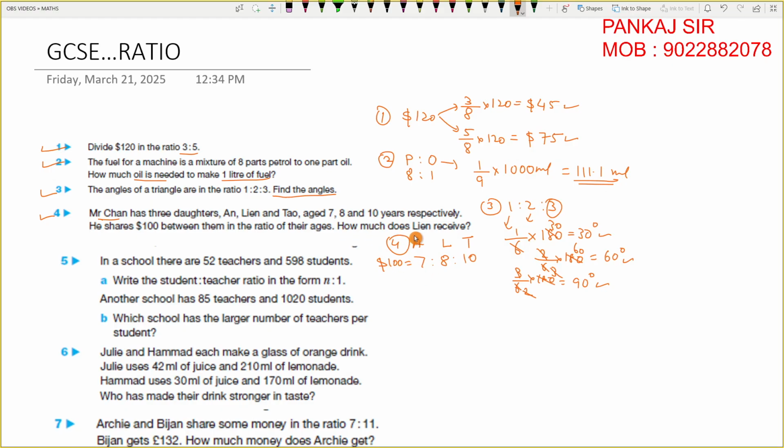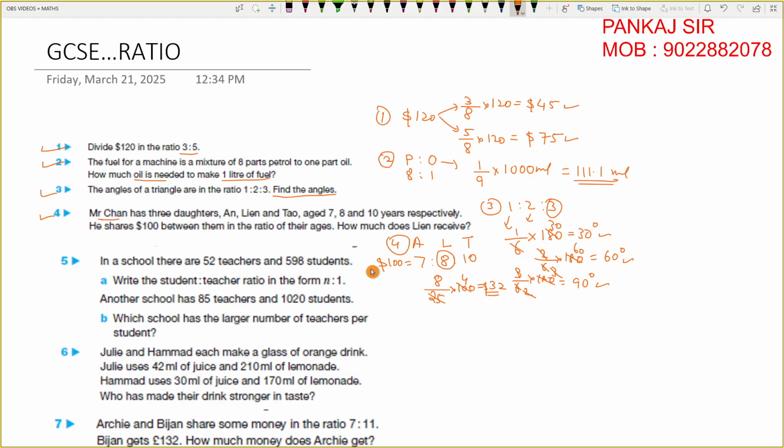So how much does L get? The answer will be 8 over the total, which will be 7 plus 8 plus 10, that is 25, times 100. If you work this out, 25 times 4 is 100, and 8 4s are 32. So $32 is what this daughter, the one whose name is Lin, will get. So that's the answer for question number 4. Quickly, let us move on to question number 5.